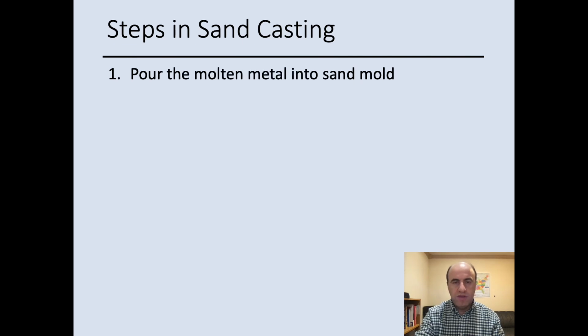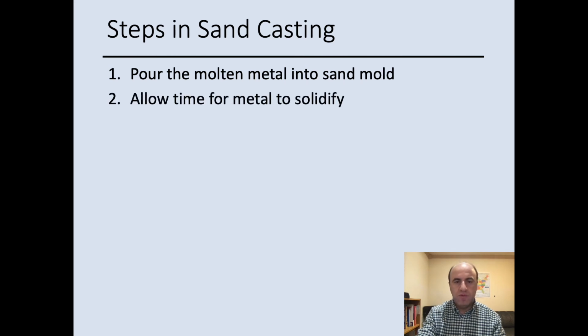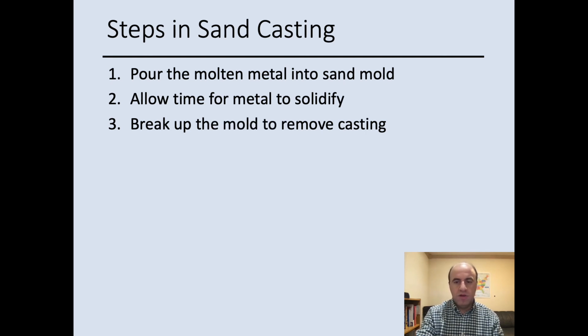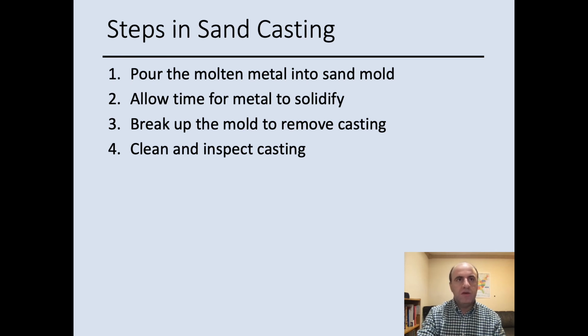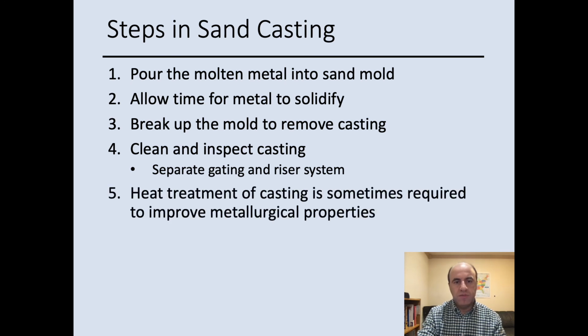Here are the steps in the sand casting process. We have to pour the molten metal into the sand mold. Then we have to provide time for the metal to solidify. The time depends on the volume to surface ratio, and other parameters that we mentioned. And then we have to break up the mold to remove the casting, do some cleaning and inspection, and separate the gating and riser system from the part.